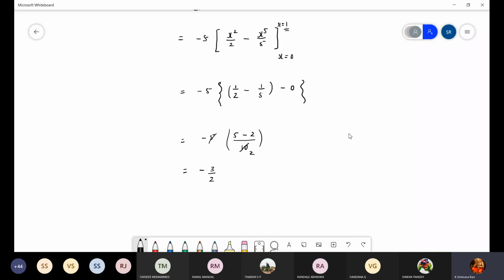So finally, write the left hand side. Therefore, the line integral over C, so what is our problem? Integral of (3x square minus 8y square) dx plus (4y minus 6xy) dy equals minus 3 by 2.